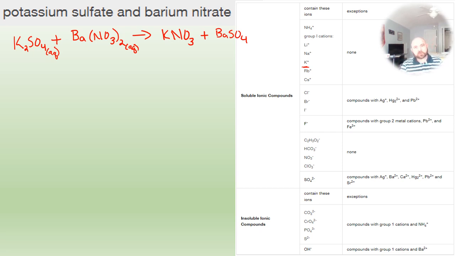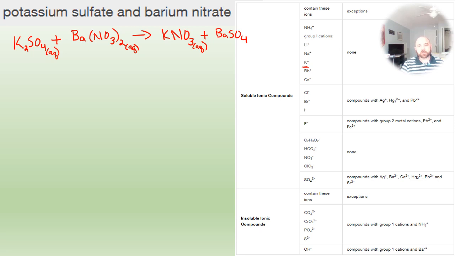Now, what happens when I mix those two solutions together? Are any of the formed products insoluble? Well, if I look through potassium and nitrate, I see they're both on the soluble list with no exceptions. So I know that potassium nitrate can and will stay dissolved in that aqueous solution.